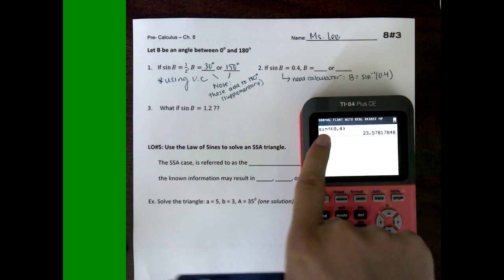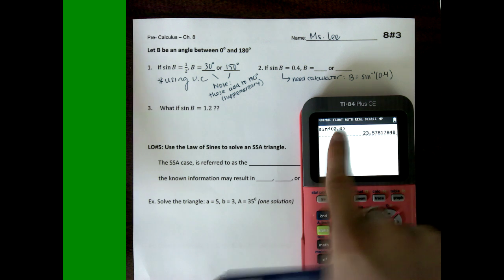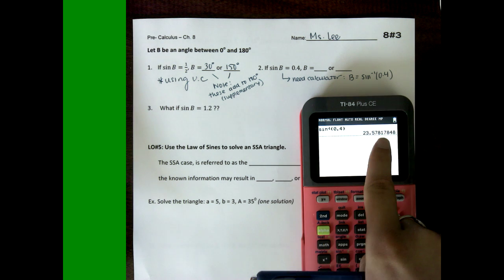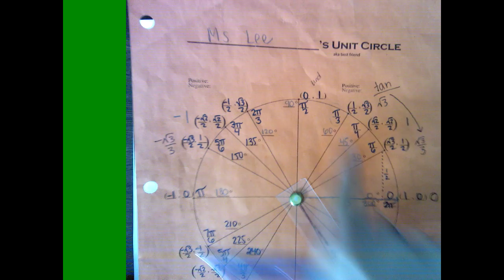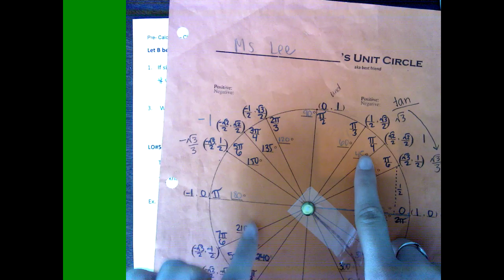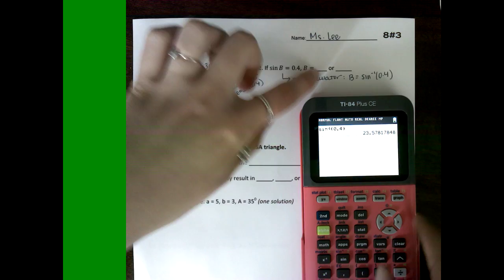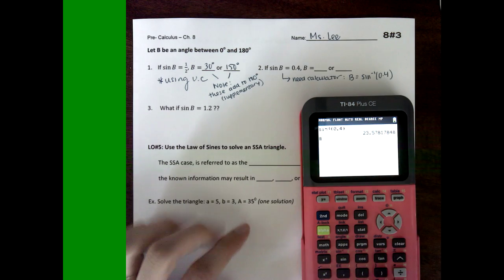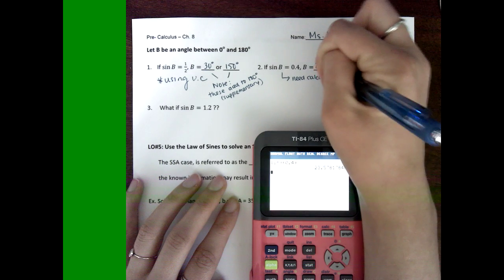But remember, inverse sine was restricted. So when you type this into the calculator, it's only going to give you one angle because it's only working over here. So it's not going to pop out an angle that's over here. So it's giving you one of the two possibilities. So let's round this to 23.6 degrees.